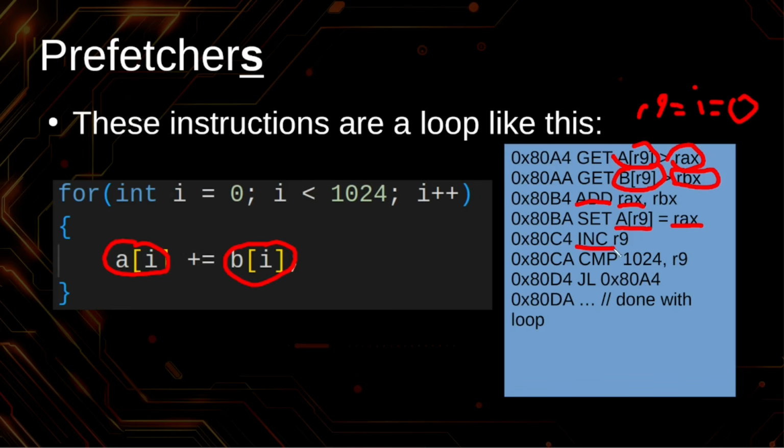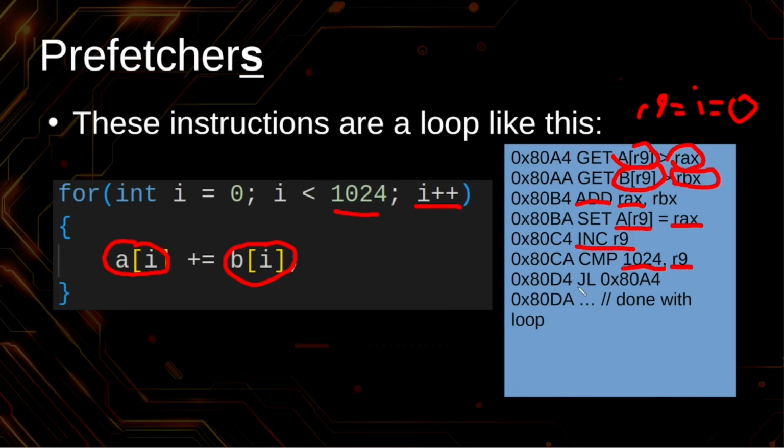Next, we're going to increment R9, which just means add 1 to whatever the value of R9 is. That's our plus plus I. Next, we're going to do a compare, CMP. We compare 1024, this one, with R9. But what does that do? That doesn't do anything. Well, remember, we're thinking one piece of data at a time. It does the comparison and then it stores the result somewhere else: greater than, equal, less than.